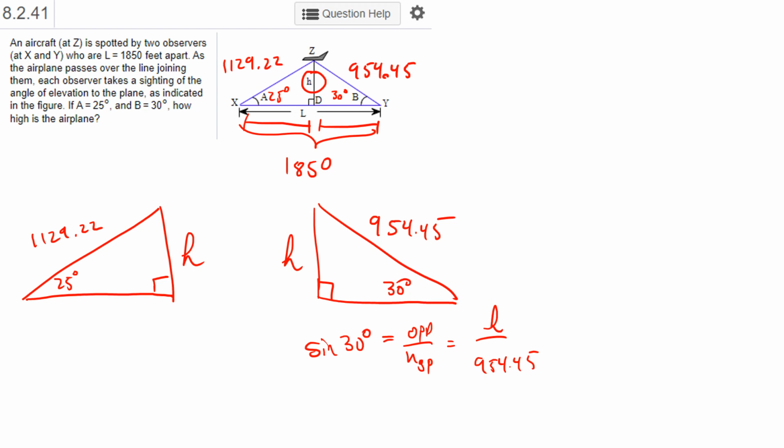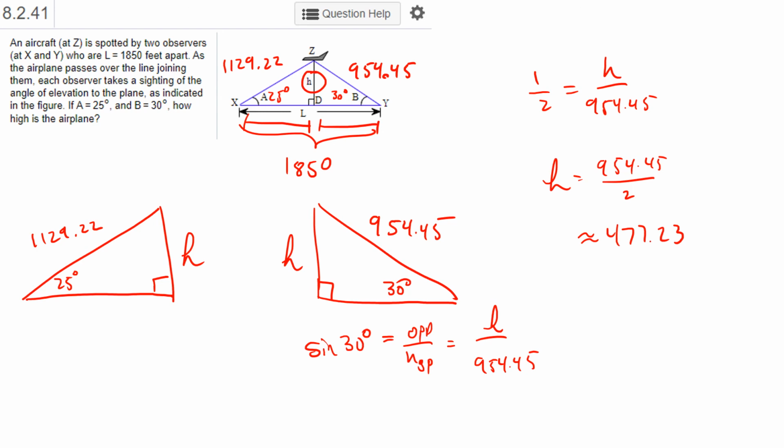The sine of 30 is exactly 1/2, so we have 1/2 is equal to h over 954.45, or h is 954.45 over 2, just by multiplying both sides by 954.45. And if I just round that off, 954.45 over 2, we get 477.23. So there is the height of the airplane, rounded off to 2 decimal points.